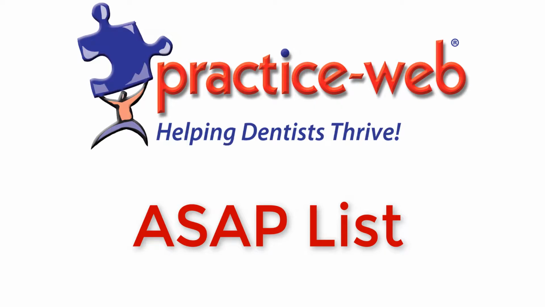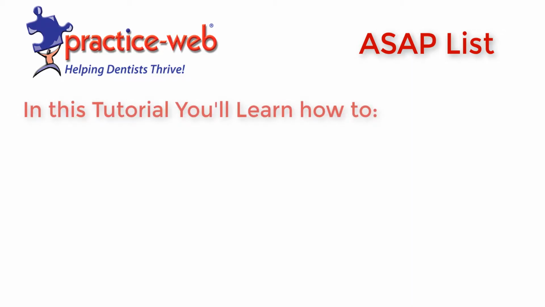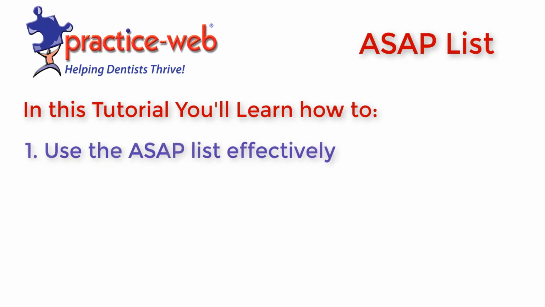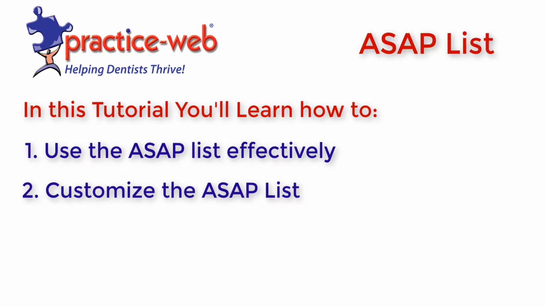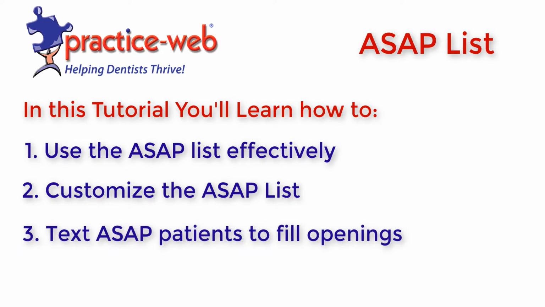The ASAP list is used to identify appointments for patients who are able to come in on short notice and have asked to be contacted when an earlier appointment becomes available, usually through a cancellation. In this tutorial webinar, you will learn how to use the ASAP list effectively, customize the ASAP list, and text ASAP patients to fill openings.